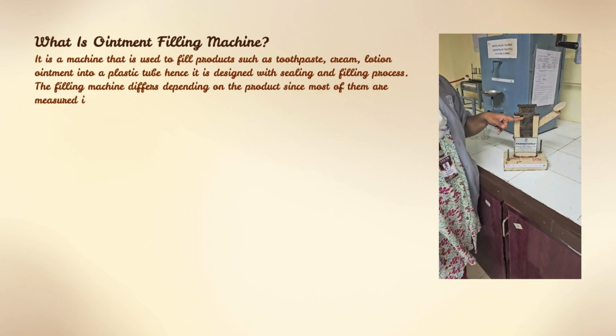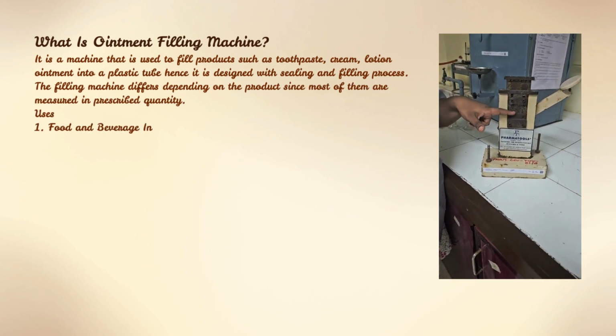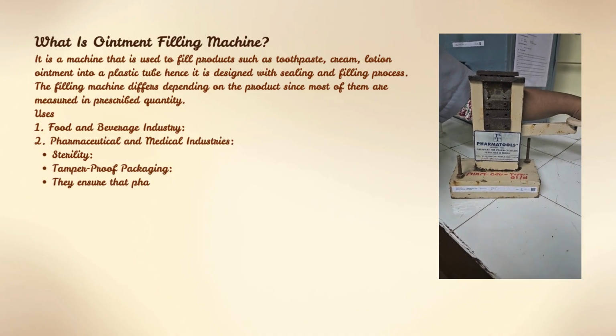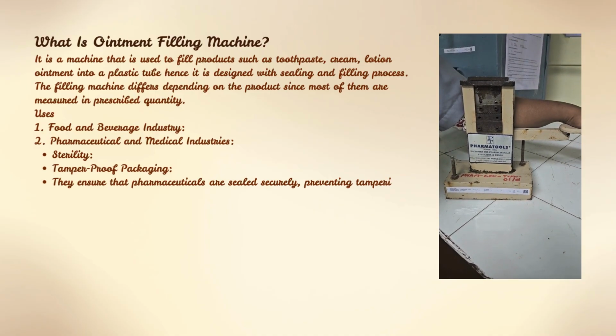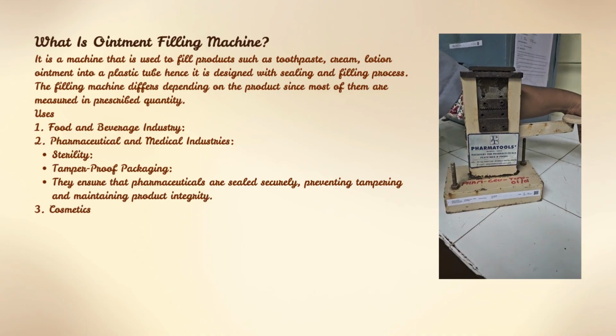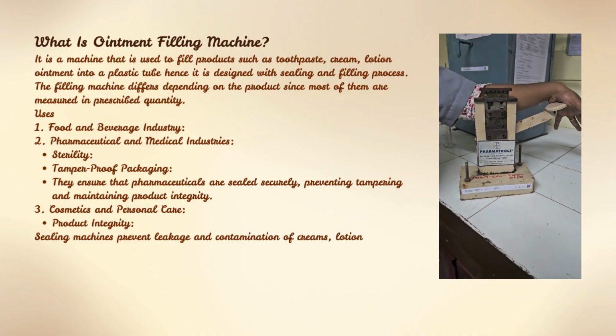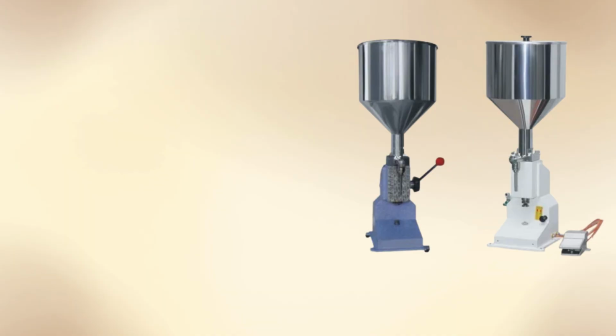You can see two crimps here, one at the top, another one at the bottom. If you give pressure in this direction, the top crimp will move downwards, and automatically the collapsible tube will seal here. This is the simple mechanism that happens in the collapsible tube sealing machine.